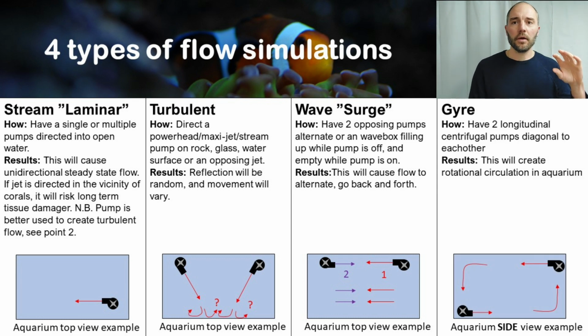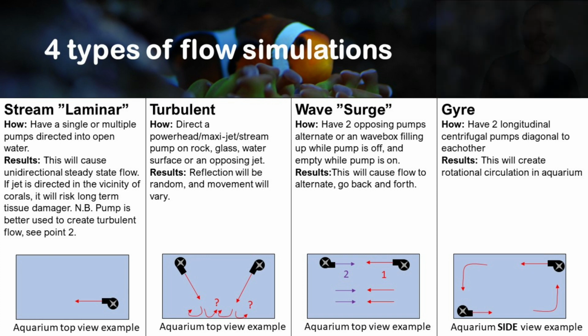Fourth, we call the 4th type, typically it's referred to as the gyre flow. And then you have 2 longitudinal centrifugal pumps and you install them diagonal to each other. Typically these are also speed controlled or oscillating. The result of that is that you create a very strong rotational flow in your aquarium, and that will move a lot of water. Also very beneficial.